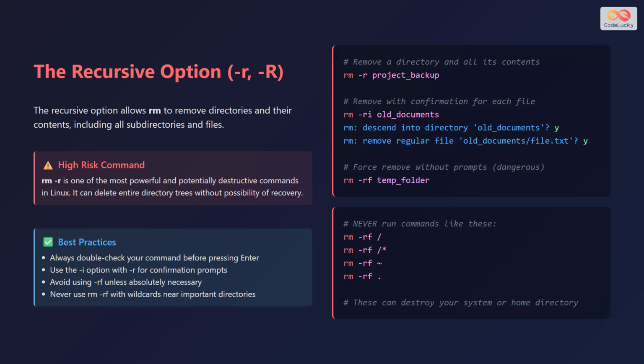Use the -i option with -r for confirmation prompts. Avoid using -rf unless absolutely necessary, and never use rm -rf with wildcards near important directories.